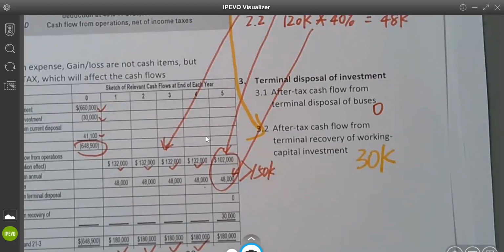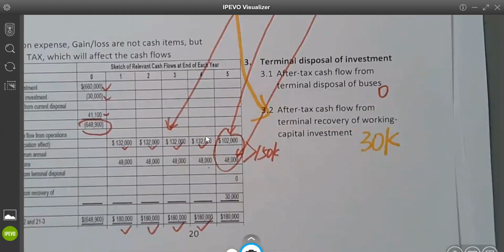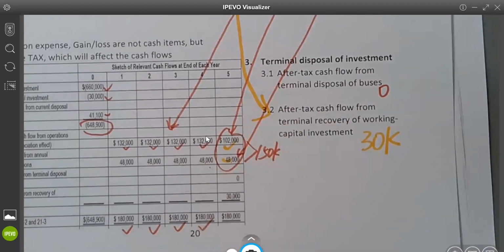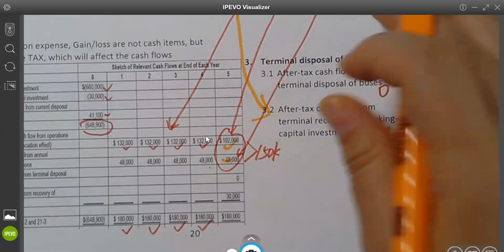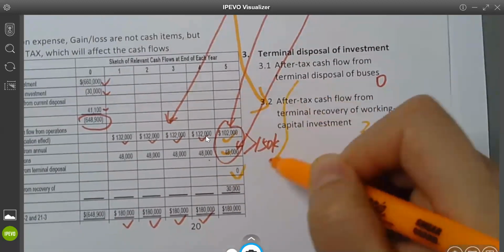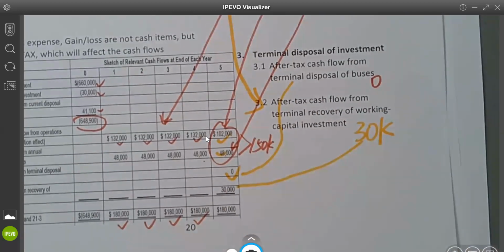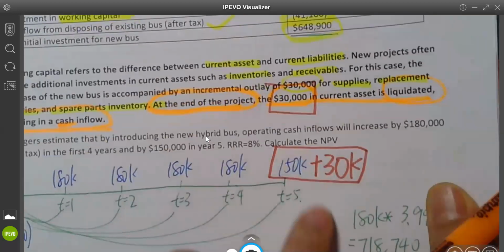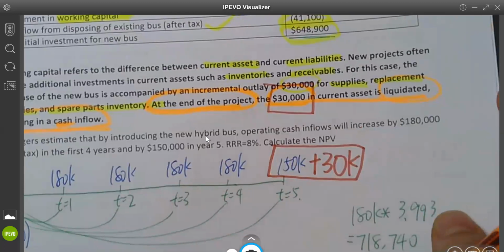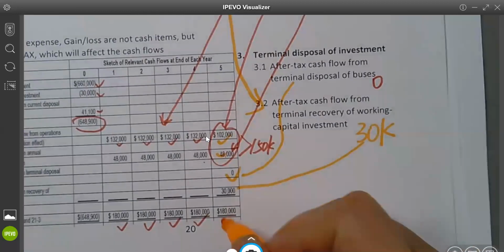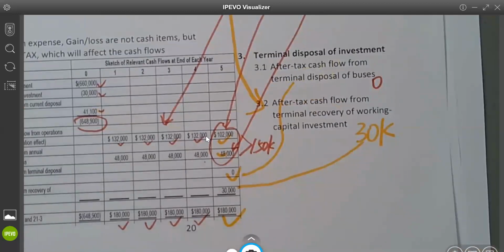Therefore, in the 5th year, you have 102,000 from after-tax operation. You have 48,000 from the cash saving of depreciation expense. You have 0 from your selling of your new box, and you have 30,000 as your working capital back. Does this number look familiar, yes or no? So the 5th year, eventually your cash flow will still be 180,000.